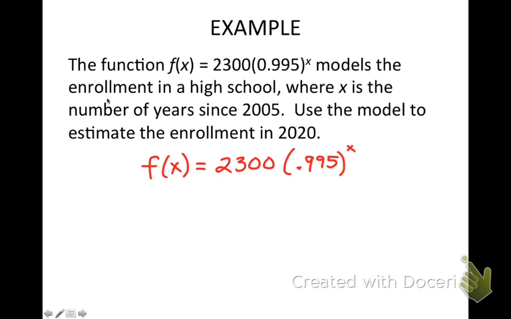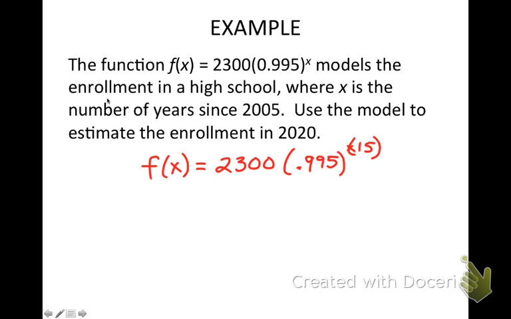The function is 2300 times 0.995 to the x. All right, so you're going to be given an exponential function, and all you're going to have to do is evaluate it. So if we say that this function models the enrollment in a high school where x is the number of years since 2005, use the model to estimate the enrollment in 2020. Well, how many years is it from 2005 to 2020? 15. So what number am I going to plug in for x? Then it's just calculator work.